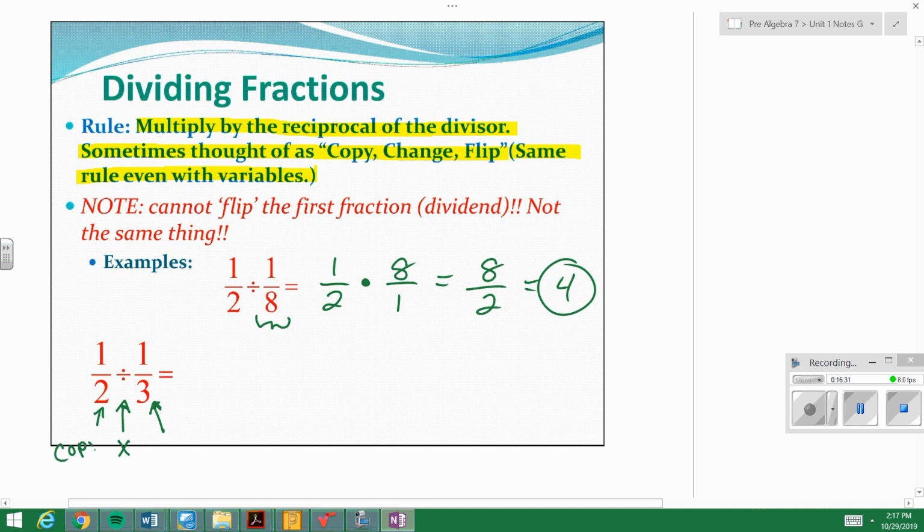So copy, change, flip. Some people say keep, change, flip, and they're wrong. No, that's absolutely fine. You can say keep, change, flip as well. I like copy, change, flip. Copy, change it to multiply, and then we're going to multiply times 3 over 1. And the end result becomes 3/2, which is a fine answer, or you can make it 1 and 1/2 to make more sense of it as well.